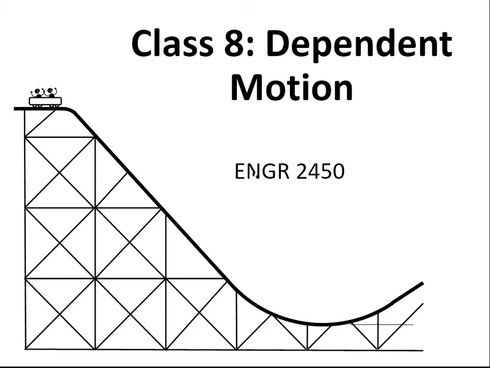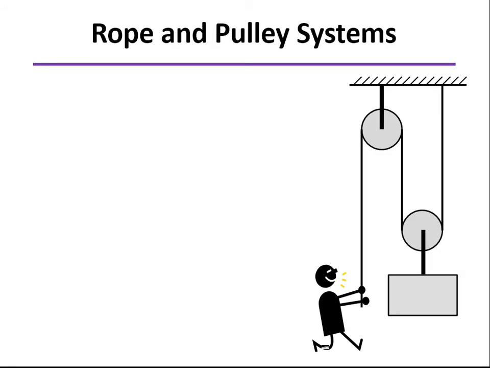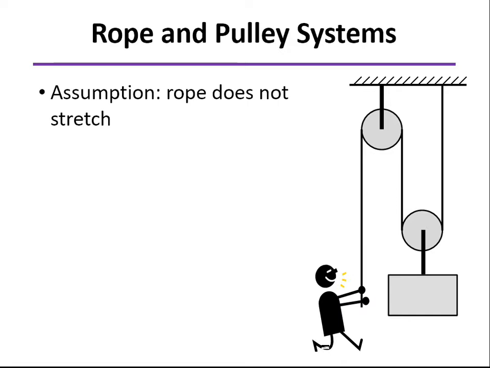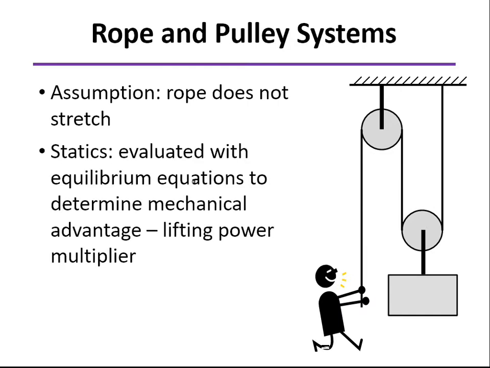This class is about dependent motion, where the motion of one particle is completely dependent on the motion of another. As an example here, let's look at a rope and pulley system. Now we have to start out by making an assumption that the rope is of fixed length, so it doesn't stretch at all. You started working problems like these in statics, where you looked for mechanical advantage.